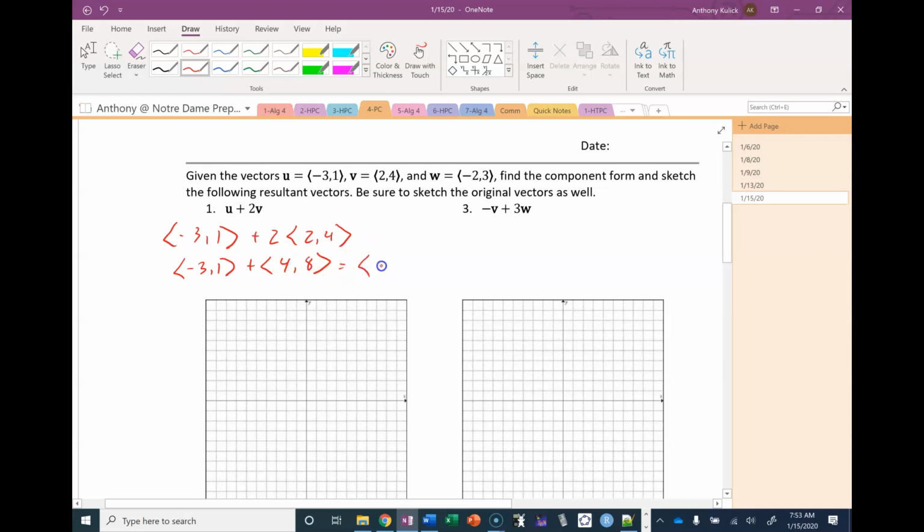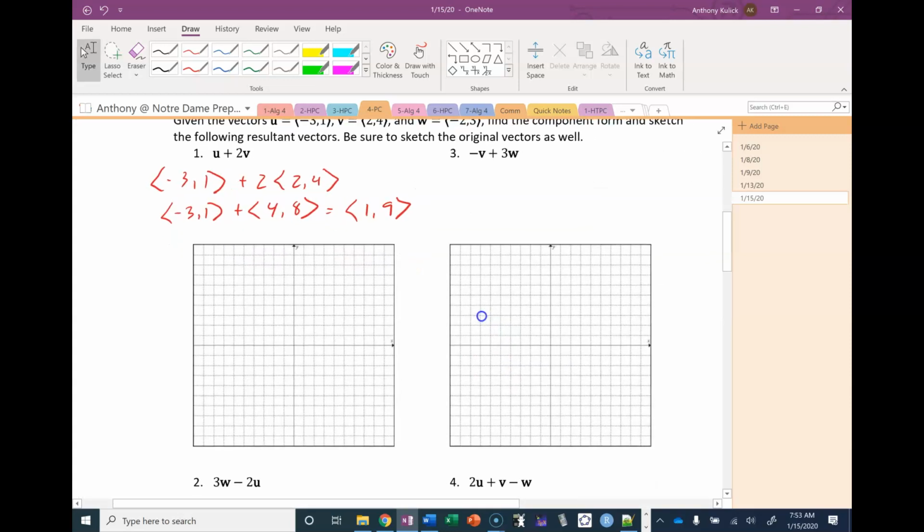And when I add those together, then I get the vector <1, 9>. Everybody's okay with that idea? So this is the resultant vector. That's our final answer. Now let's draw our picture of what's going on. So the first thing I'm going to do is plot vector u. To do that, I'm going to go 3 units over and 1 unit down.